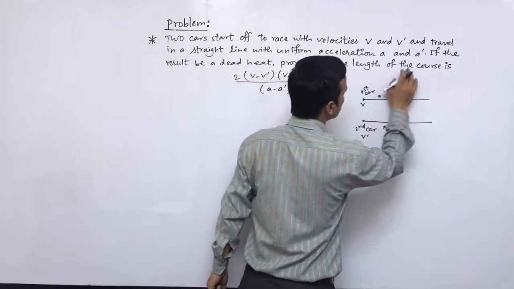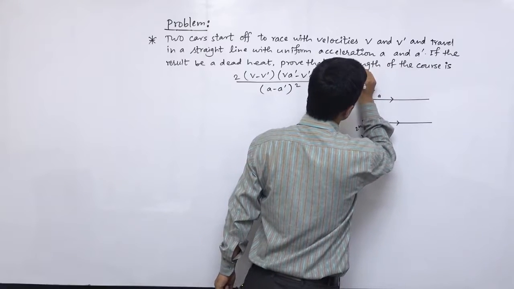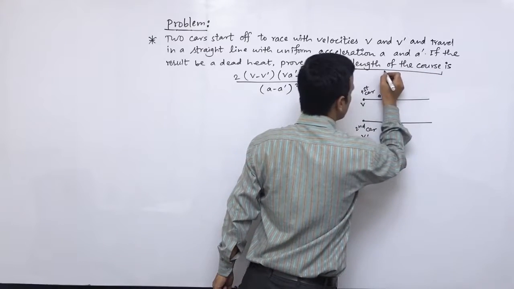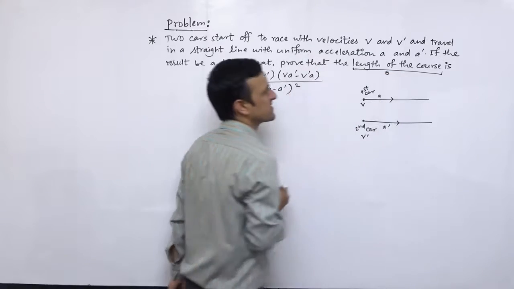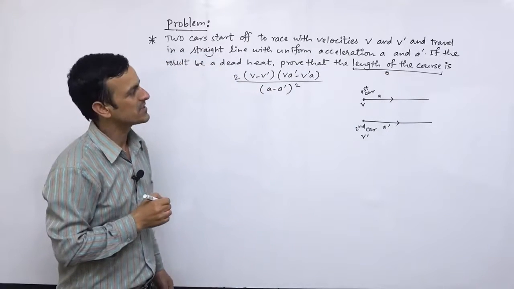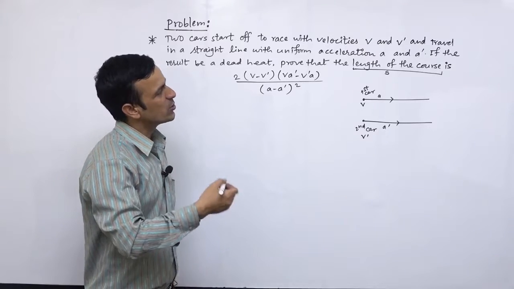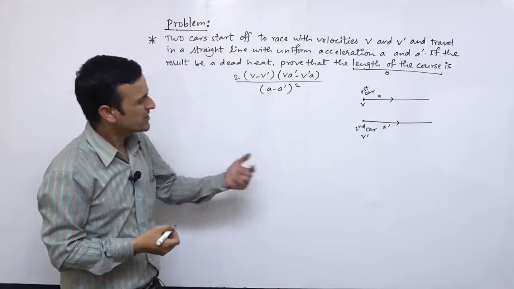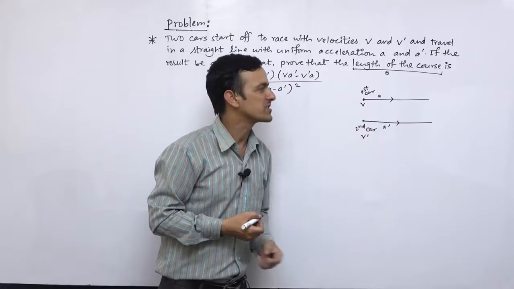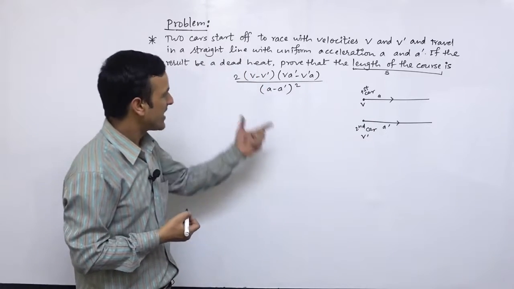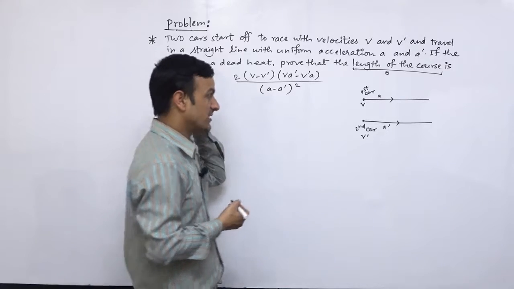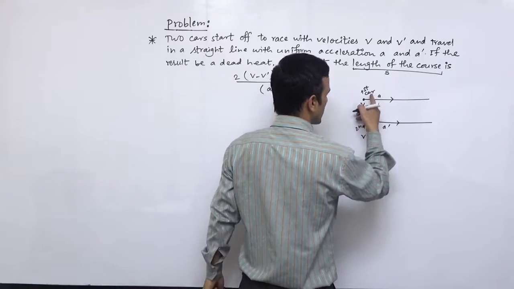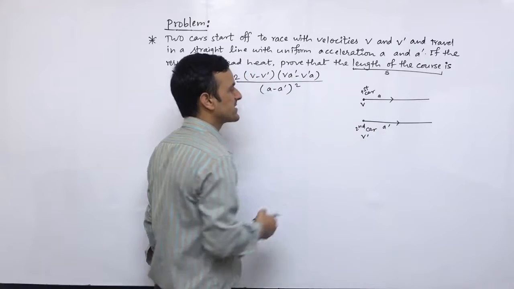Prove that the length of the course is S. Length of the course means the distance covered by them. So this is S. Length of the course means the distance the two cars cover when they collide or strike each other. We have to find this, so this is the value of S, and we can find out the velocity for the first car and second car.